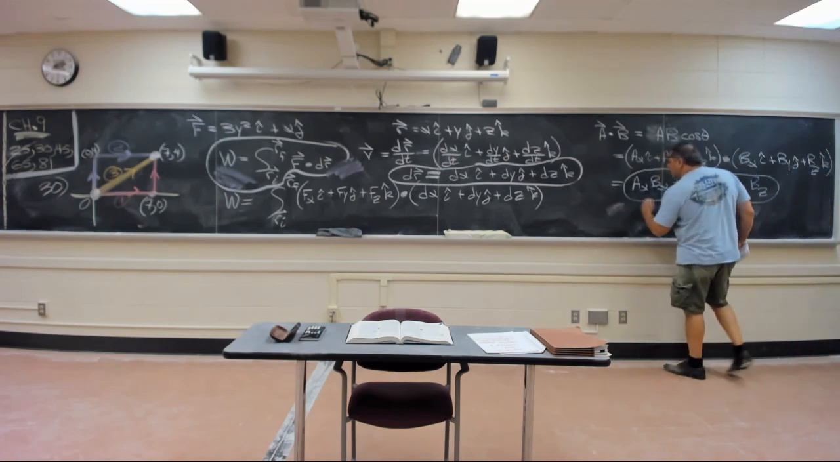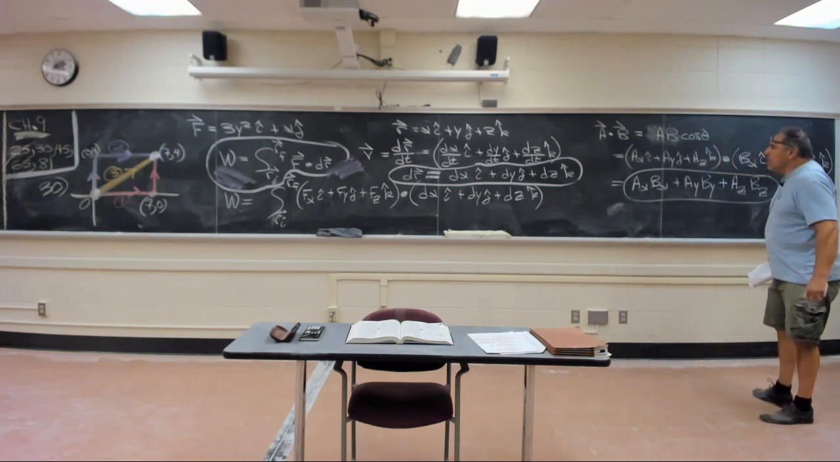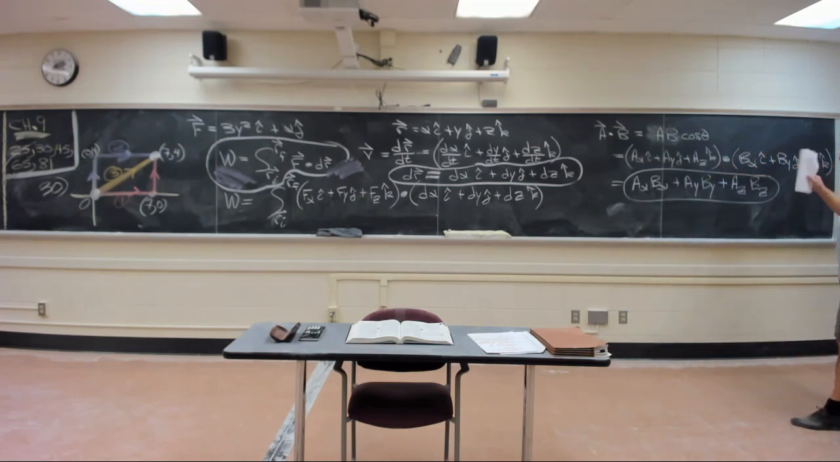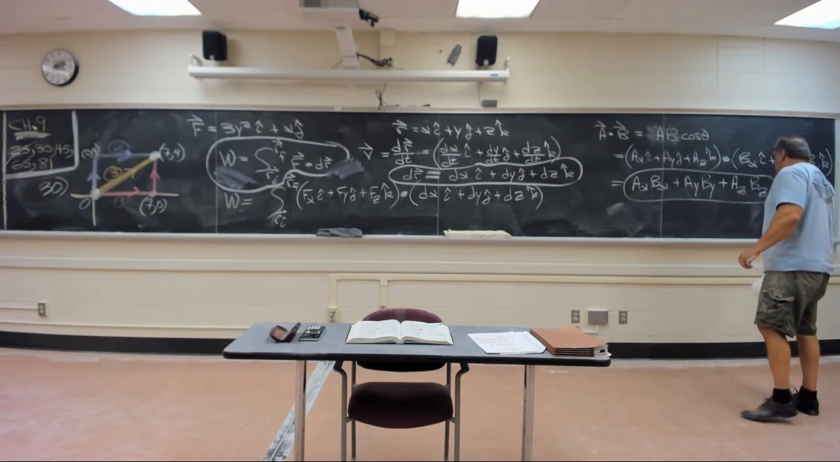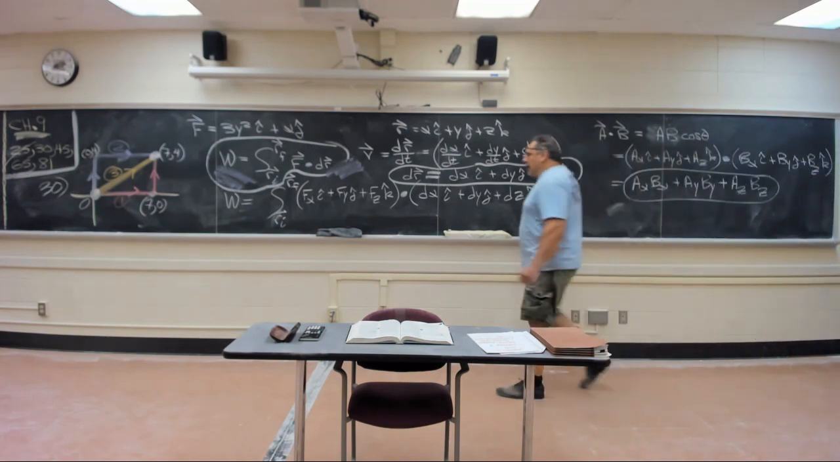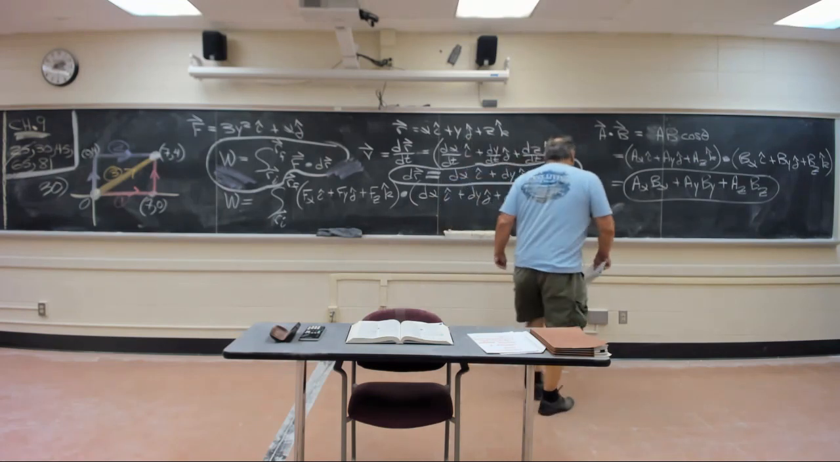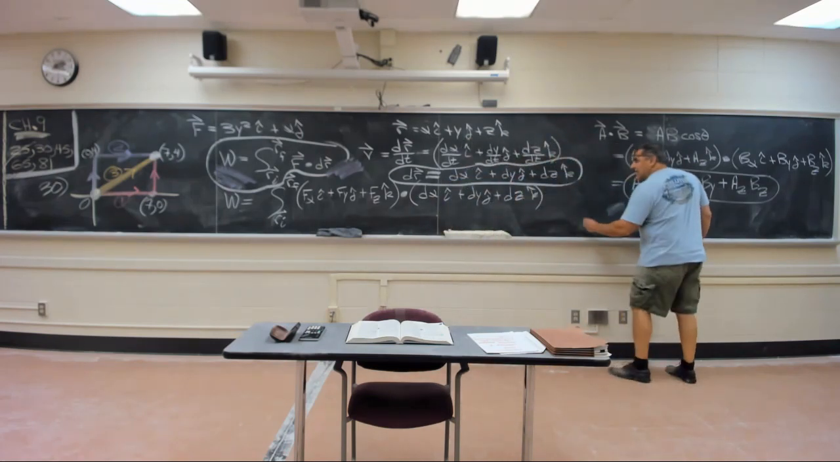But this is what you get for an answer here, guys. At the end of the day, this is what you got for an answer: AX BX plus AY BY plus AZ BZ. What the heck does all that mean? Well, let's bring it down here to a culmination, I guess you could say.